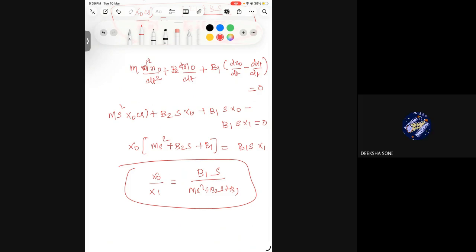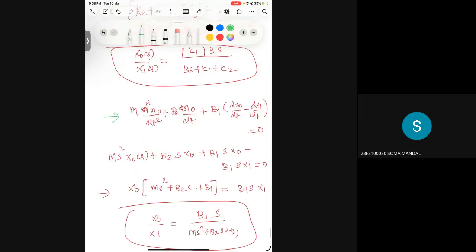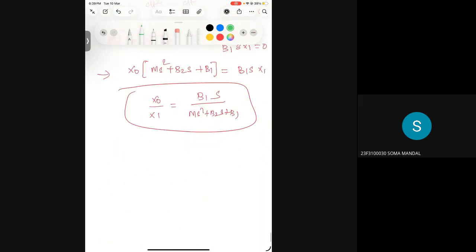No, ma'am. Please explain the last equation. This one? Yes, ma'am, starting from the beginning. Okay, fine. So the actual system is like this.